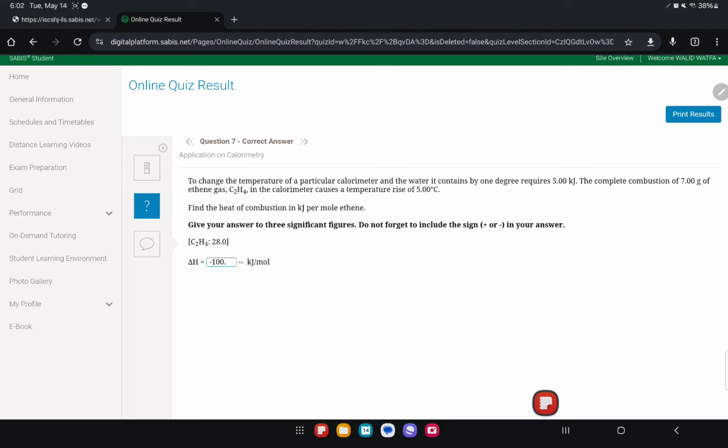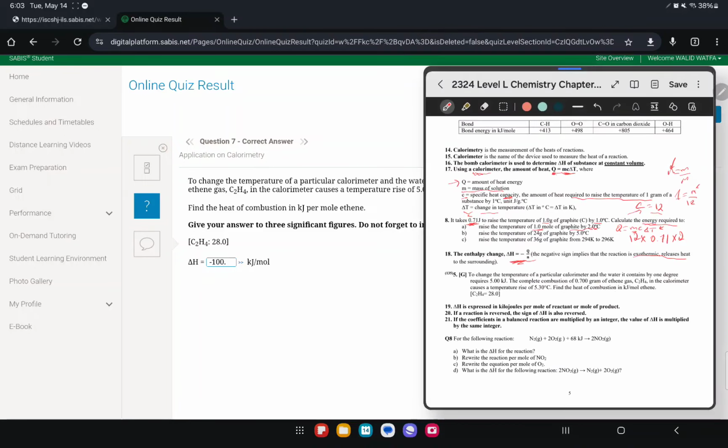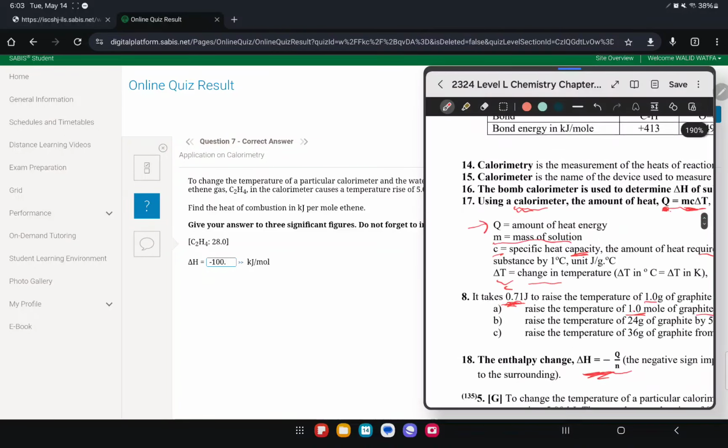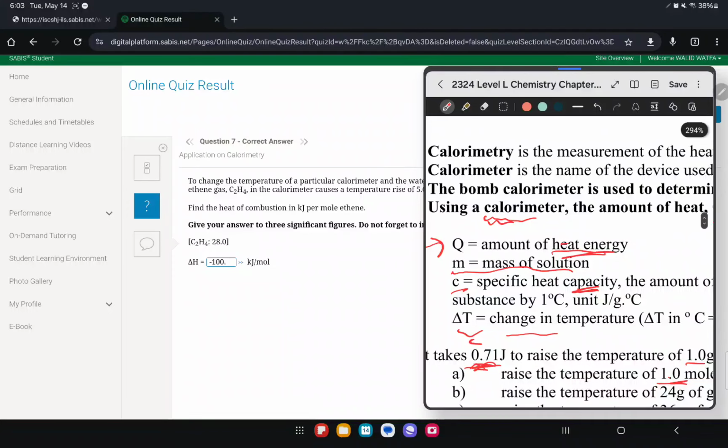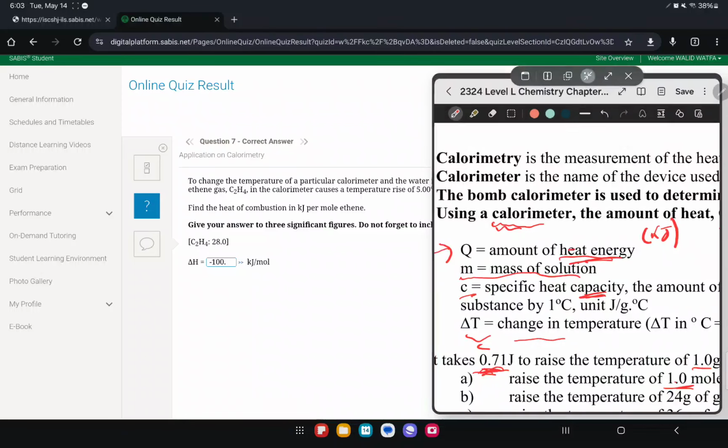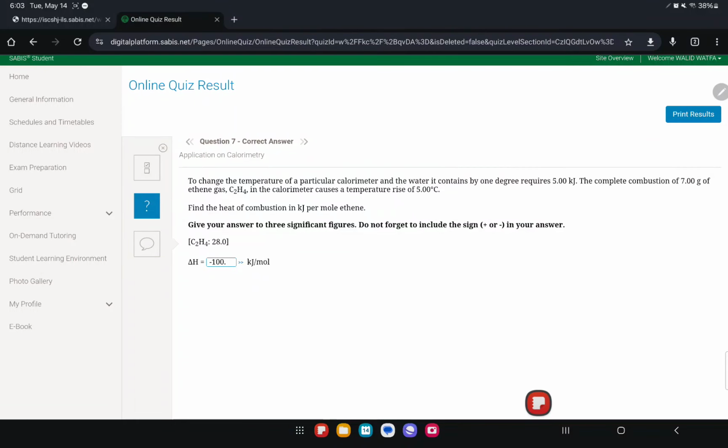Let's read it carefully. The temperature of a particular calorimeter and the water it contains, to change it by 1 degree requires 5 kilojoules. So they actually gave us the Q. When they say kilojoules, that means it's Q, because Q is the amount of heat energy, and heat energy is measured in kilojoules. Whenever you see kilojoules, they are giving you the Q. So they gave us Q is 5 kilojoules.